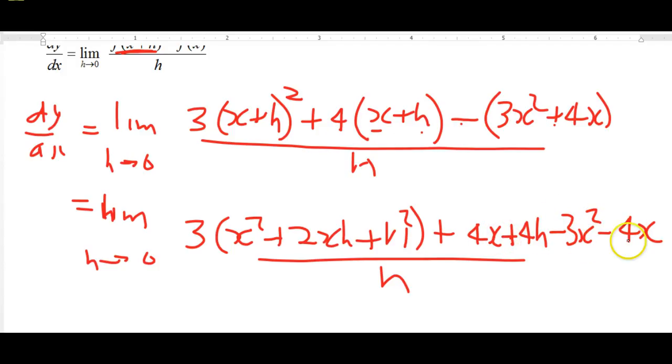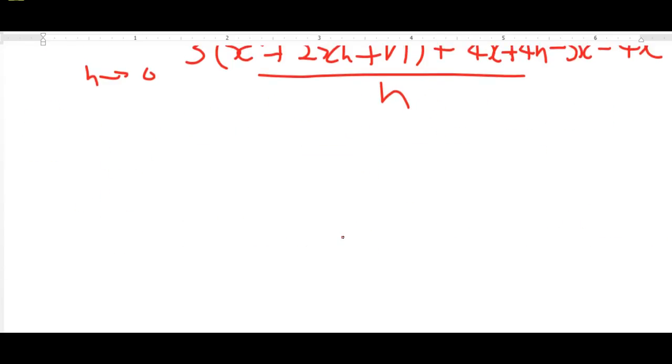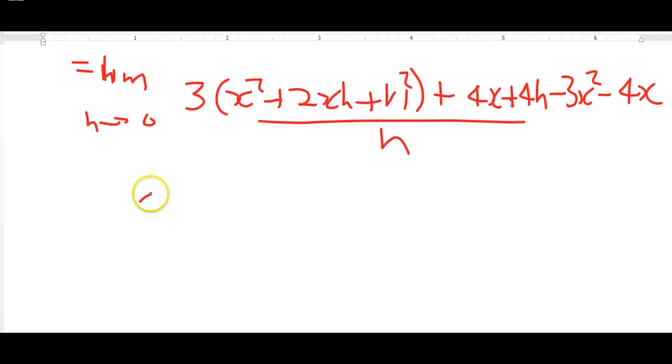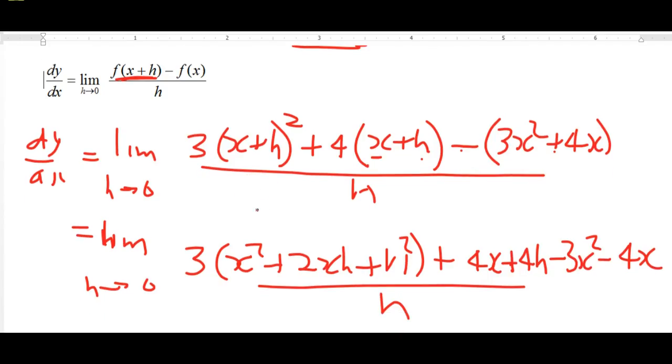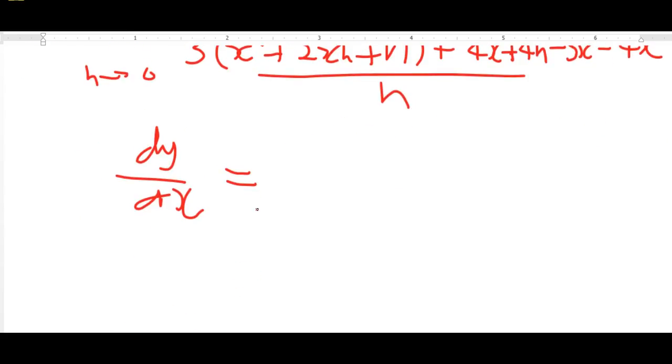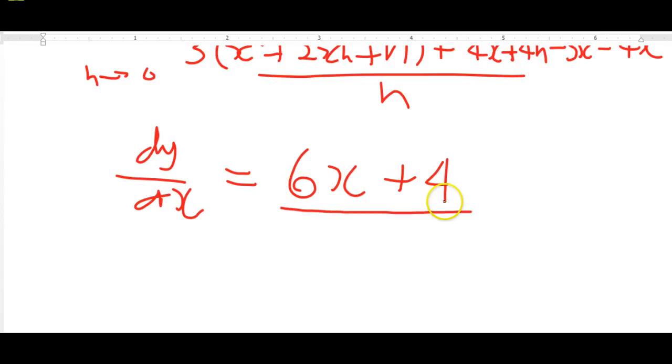So I want to give you the final answer to check whether your answer is correct. So when you finish everything, you see that your dy/dx will be equal to 6x plus 4. This will be your final answer. If you finish everything, you get this. I hope your answer is correct. Good.